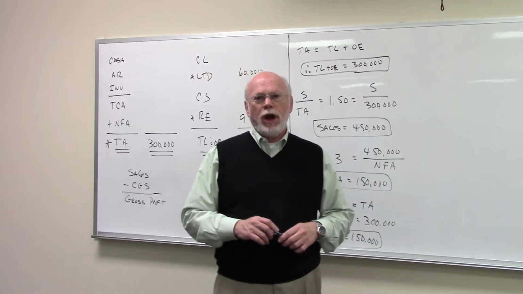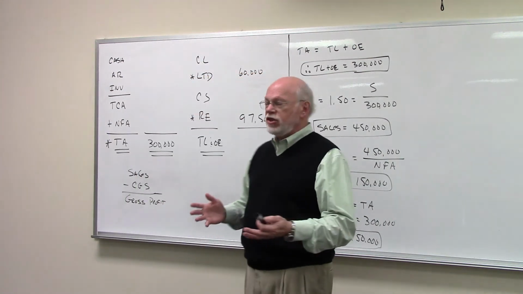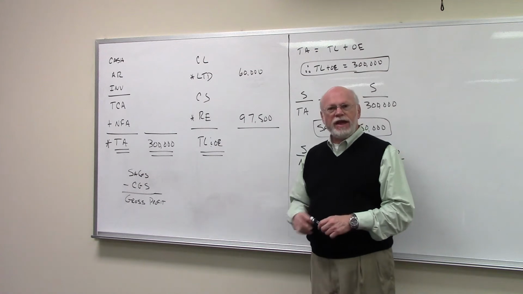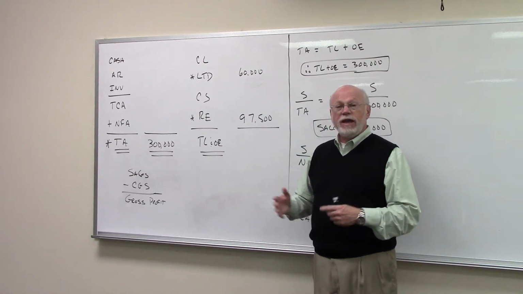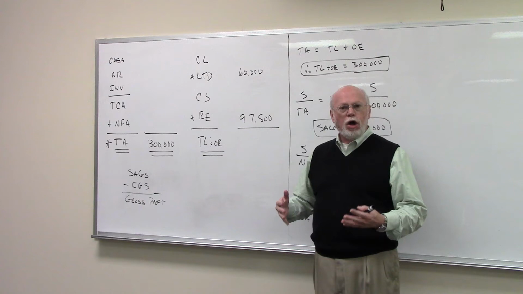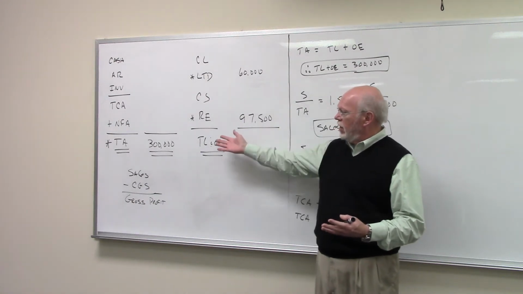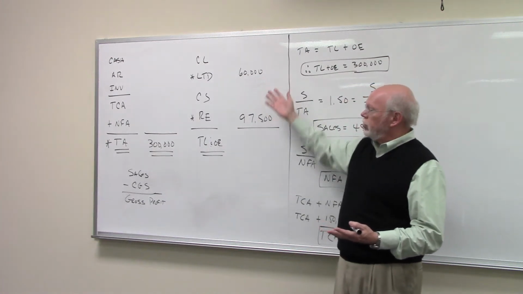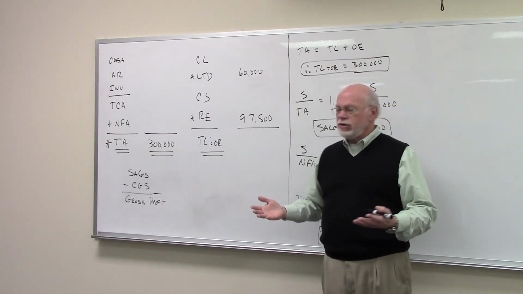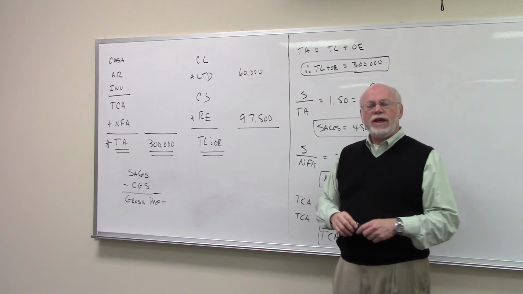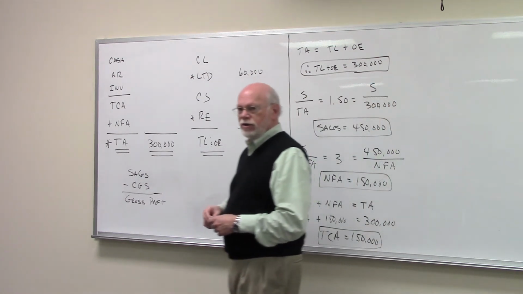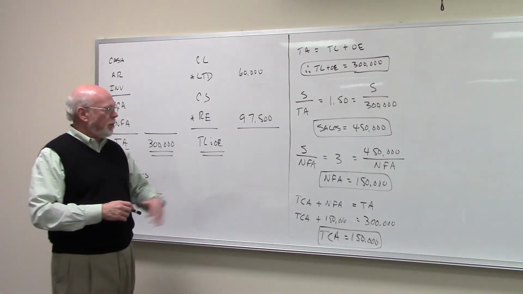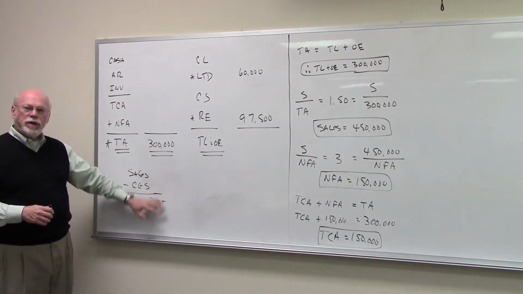Now, in this particular problem, they give us the balance sheet, this here, and they give us a piece of the income statement. And they give us some of the information off the balance sheet. For instance, they tell us that total assets is going to be $300,000. They tell us that long-term debt is going to be $60,000. And they tell us that retained earnings is $97,500.